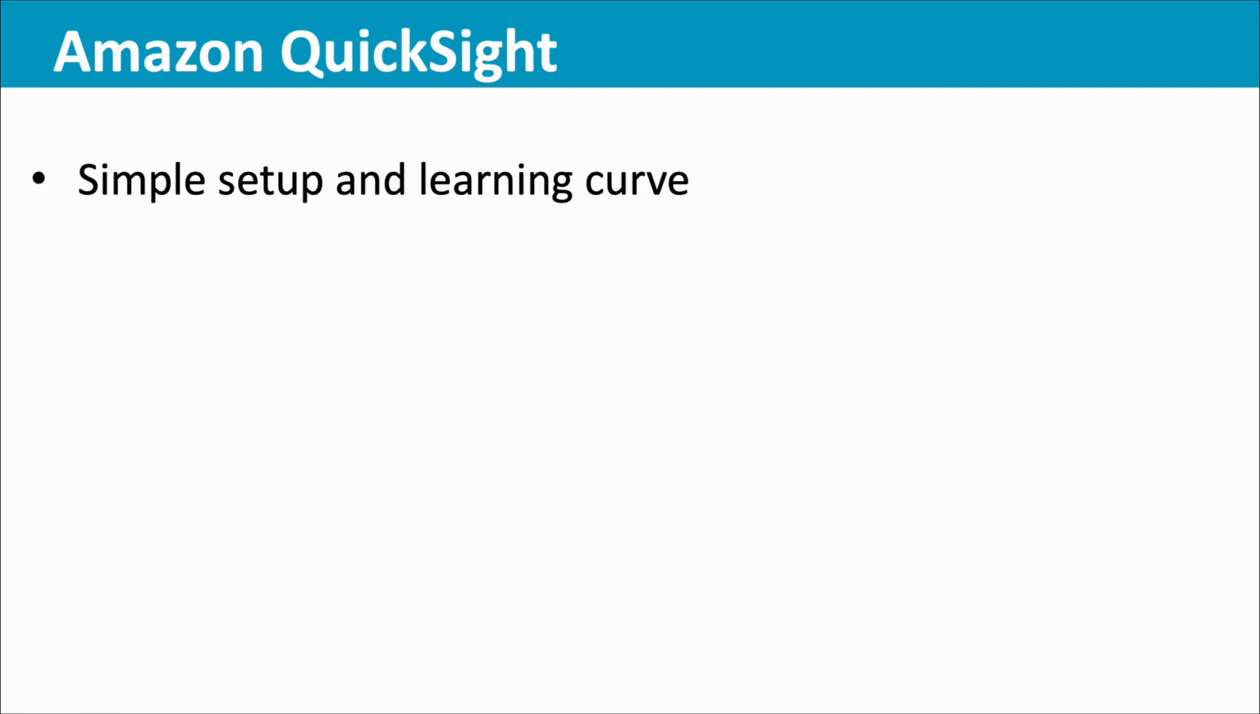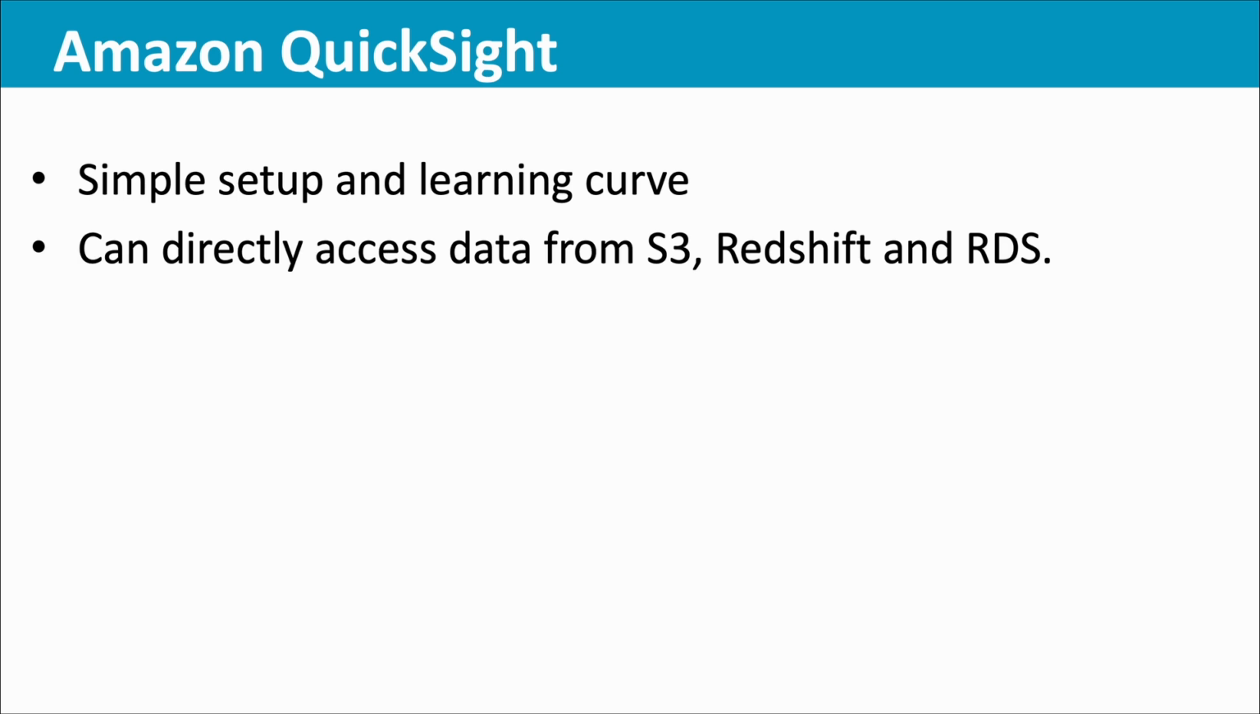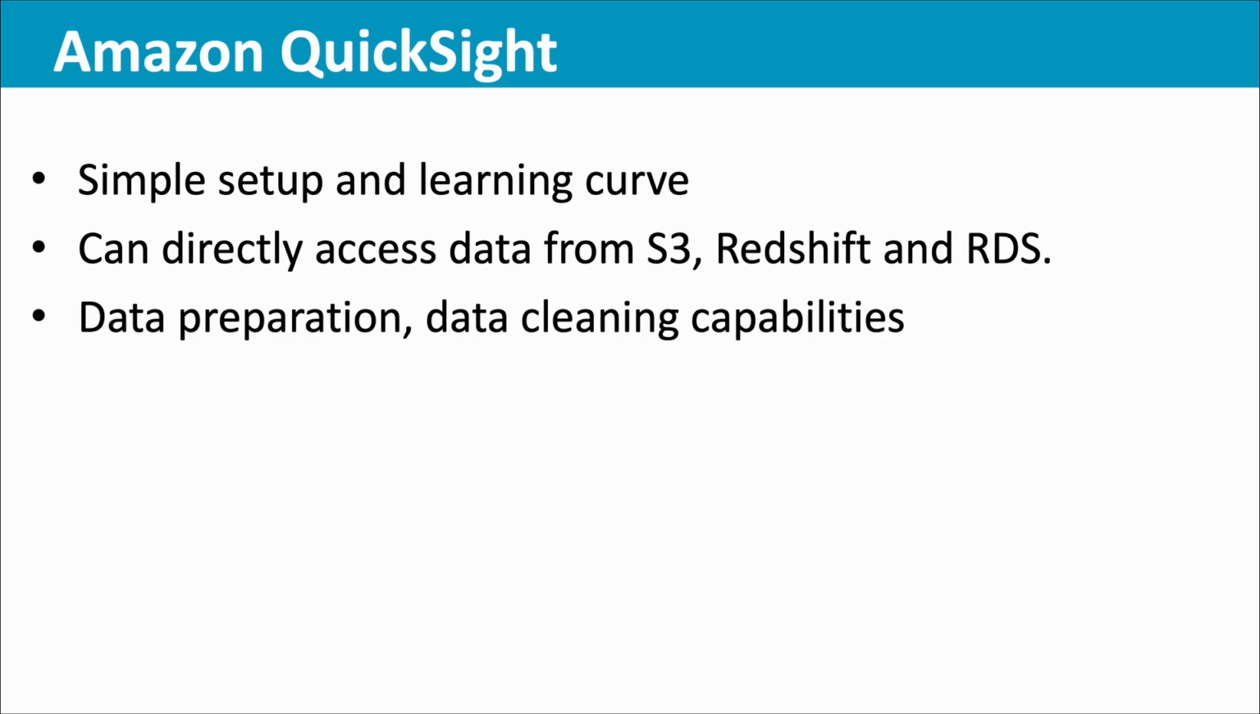One of the big advantages of QuickSight compared to its competitors in the market is that it involves a very simple setup, which we are going to do now, and the learning curve is also not very steep, it is easy to learn. It can directly access data from S3, Redshift, RDS, etc. You can either load the data into QuickSight or directly access the data from S3, Redshift or RDS and then prepare your charts. QuickSight also provides you with data preparation and data cleaning capabilities.